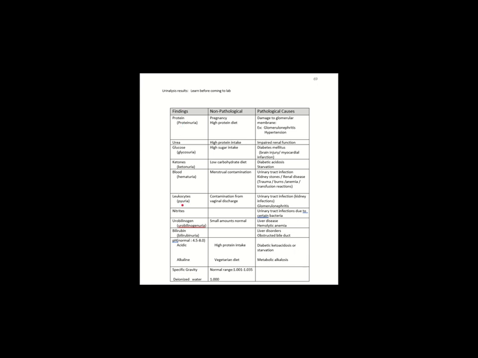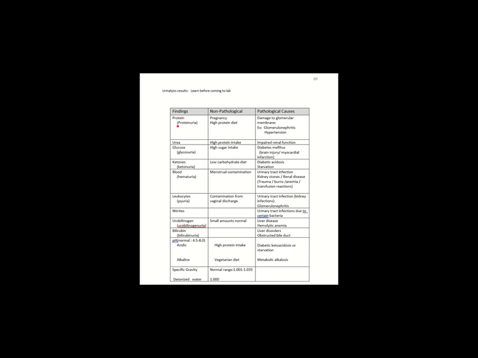So over here on the left, this is what we might find on our Chemstrip. And then the next two columns, we have non-pathological causes. So things that could be causing this that does not mean a disease state or a disorder of some sort. And then all the way on the right, we have pathological causes. So things that could be going wrong with your body, causing us to see these results.